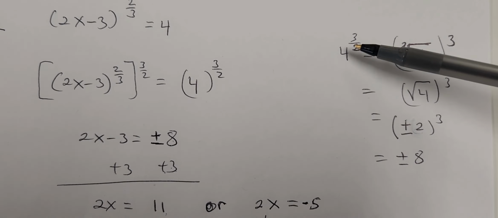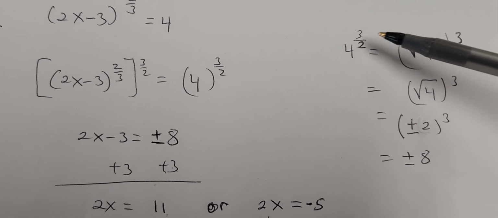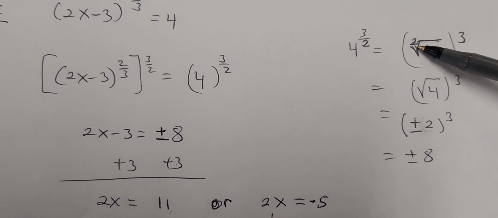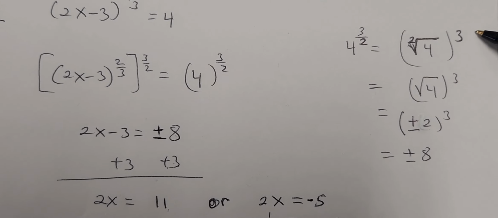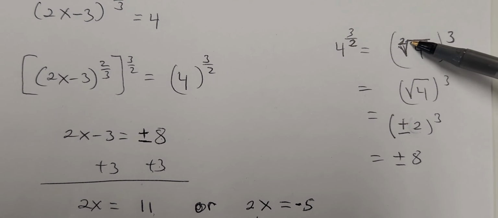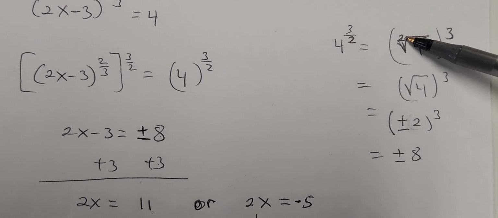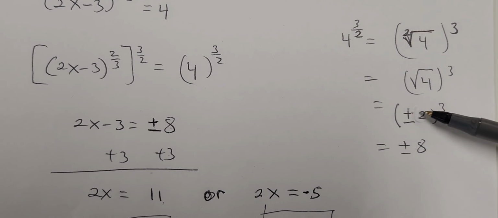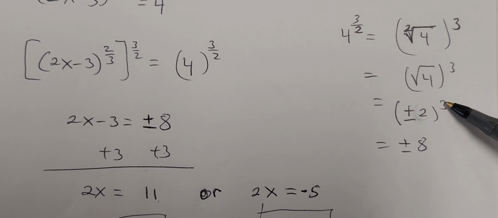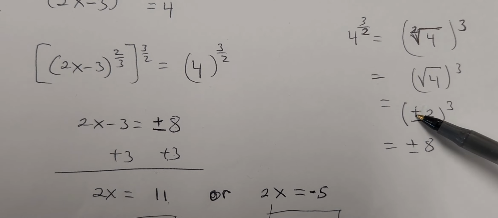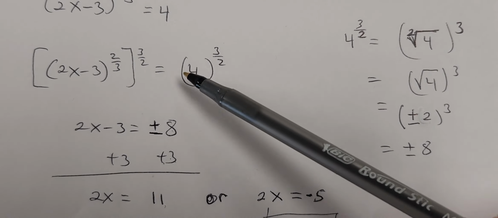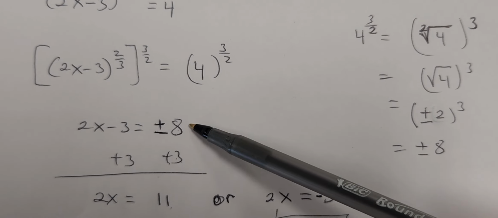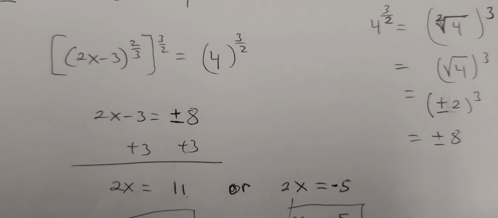One more time. The bottom inside, the top outside. The 2 goes inside, the 3 goes outside. This is a 2, so it is a square root, and since it is even, you must put plus and minus. So square root of 4 gives me 2. 2 to the 3rd power gives me 8. Don't forget the plus and the minus. So 4 to the 3/2 power is plus and minus 8.